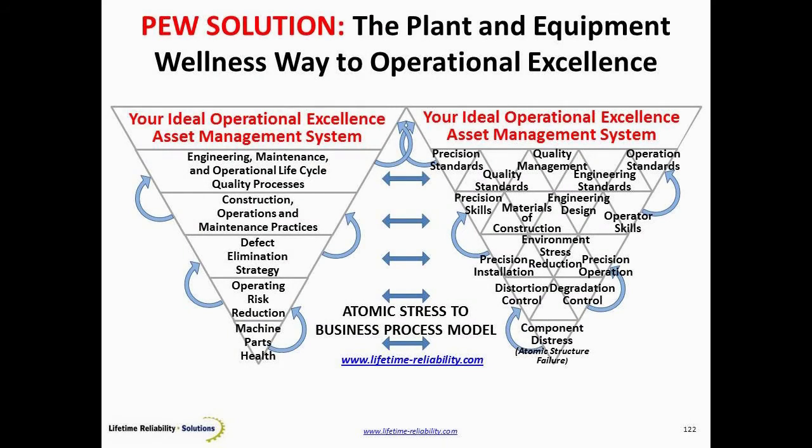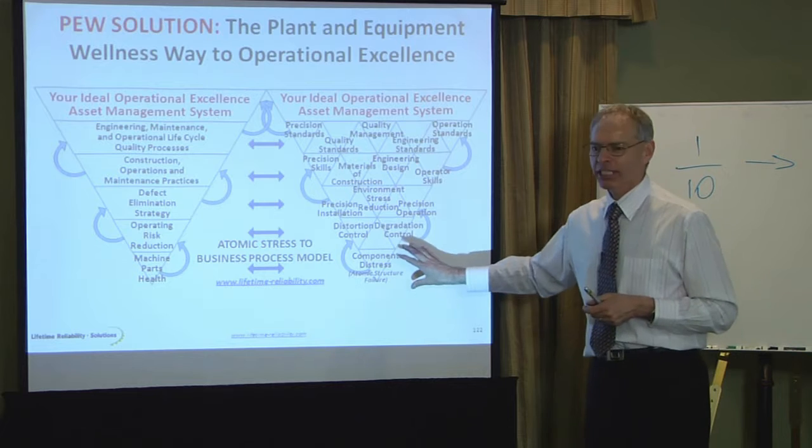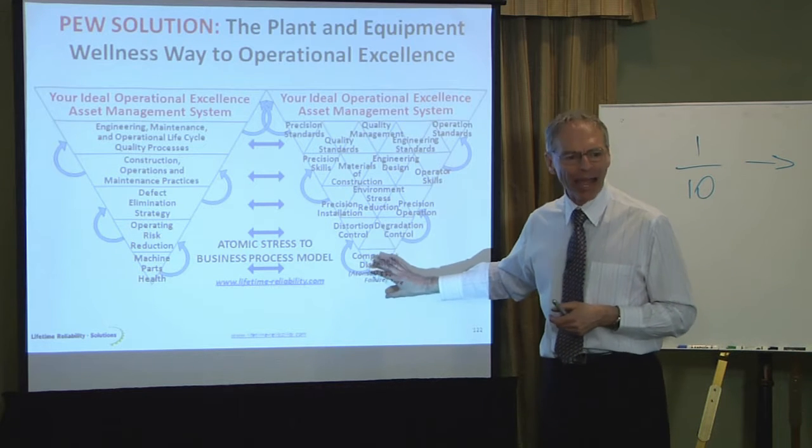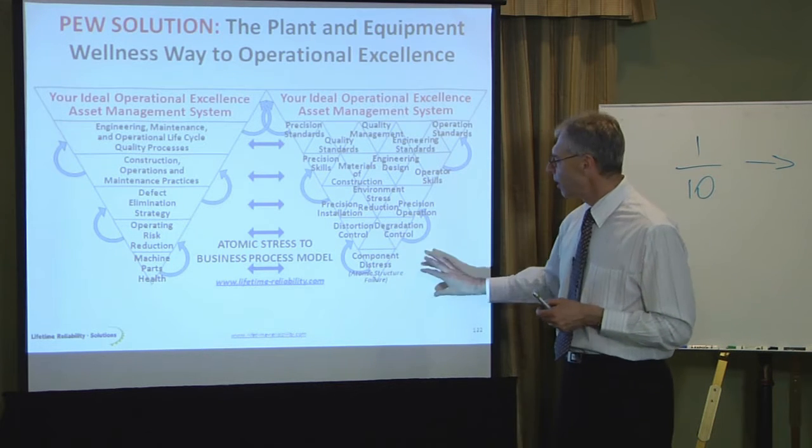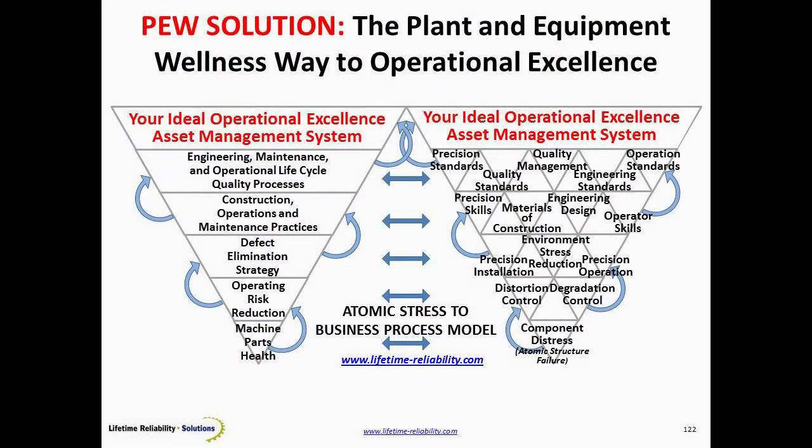So we're down to hopefully a simple model of what plant and equipment wellness is. It starts down here by understanding the parts fail, then the machine fails. If I can control my parts environment, minimise their stress right down low, I will create reliability. My parts are going to fail because they are overstressed from distortion or they are fatigued from degradation.